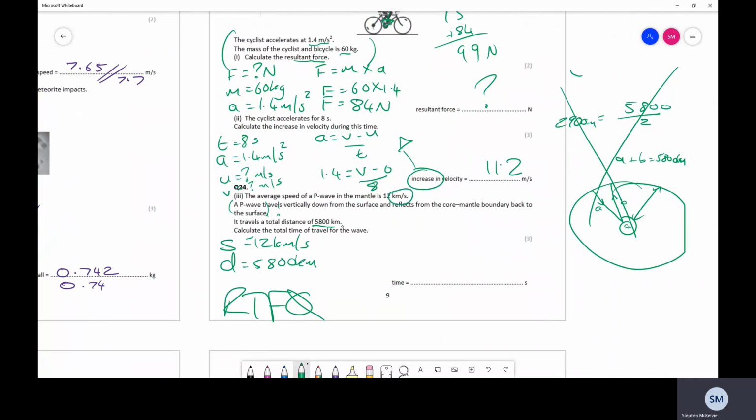Now, because I've got kilometers per second and kilometers, I'm not going to turn this into 12,000 meters and 5,800,000 meters either for calculating the total time of travel of the wave. I'm just going to do speed equals distance divided by time. I'm going to rearrange this equation to find that time is equal to distance divided by speed. That time is equal to 5,800 divided by 12 and get that answer. 5,800 divided by 12. Oh, and by the way, don't you worry. You are going to have more than enough space in your actual GCSEs to do this. It's just because we shrunk them down.